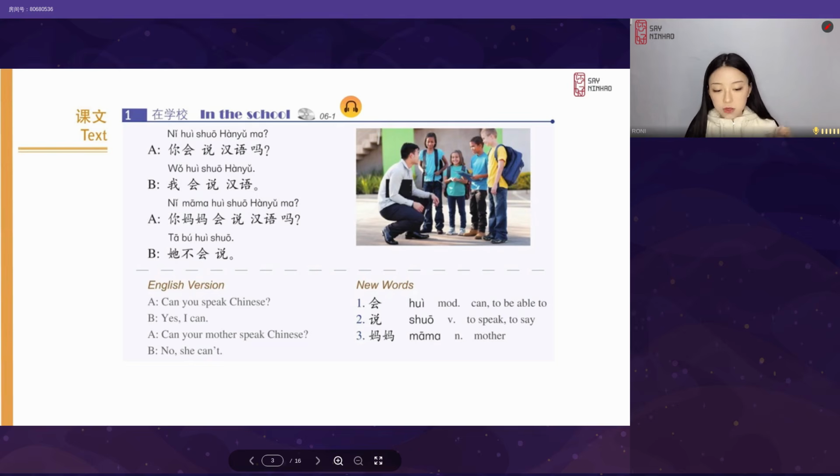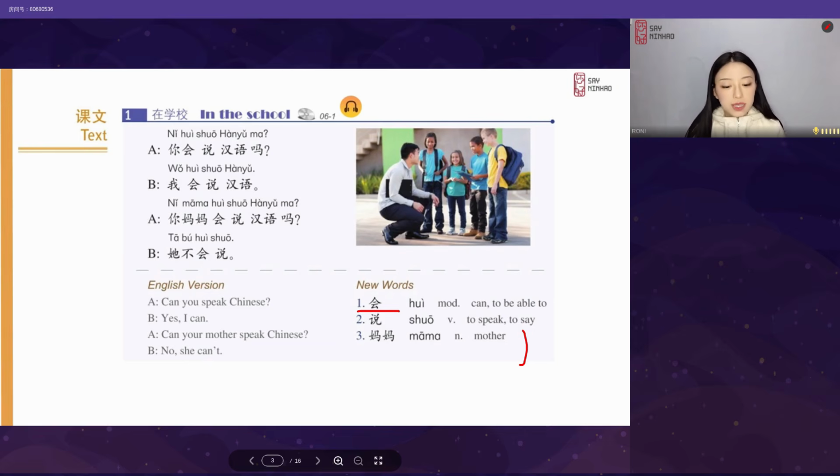Okay, now let's move on to our first text. So first, new words as usual. First, 会. The initial h, the final ui, and the tone is the fourth tone. 会. Read after me, please. 会. It means can, be able to. It is a modal verb.